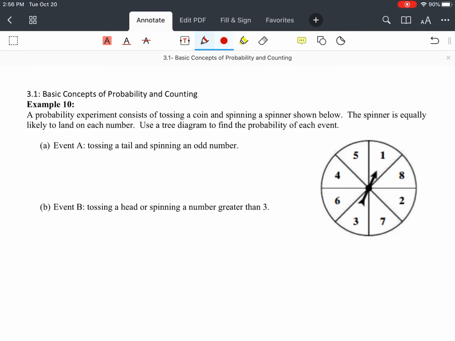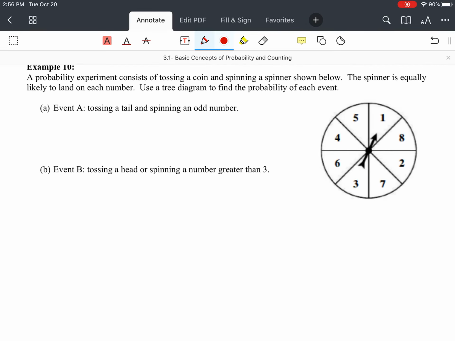All right, last couple of examples. It says the probability experiment of tossing a coin and a spinner is shown below. The spinner is equally likely to land on each number. Again, we're going to skip the tree diagram. I'll leave that to you guys.